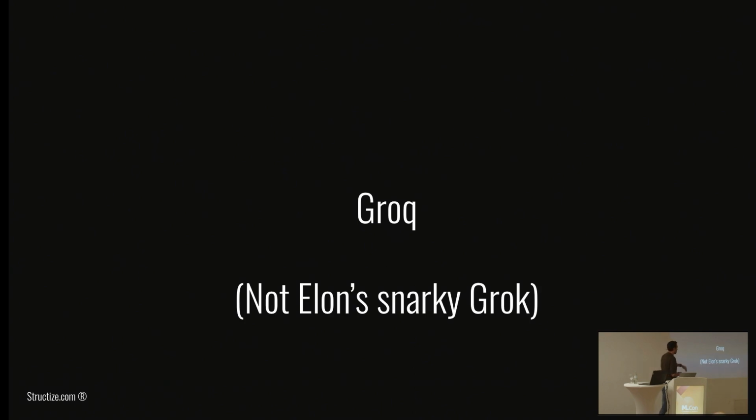Grok with a K is Elon's LLM that's pretty snarky and will give you unfiltered comments based on the Twitter data. Groq with a Q, those guys actually make hardware to run machine learning models. And they have an API available that's really, really fast, and that runs some of the better open source models for you.